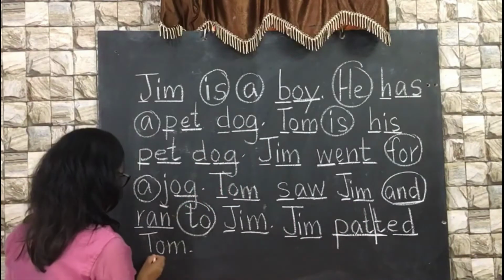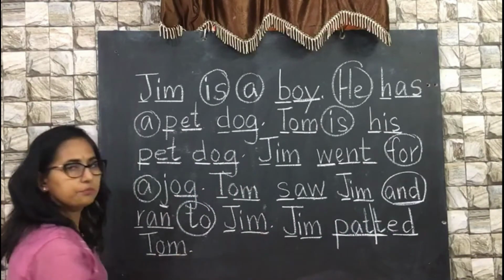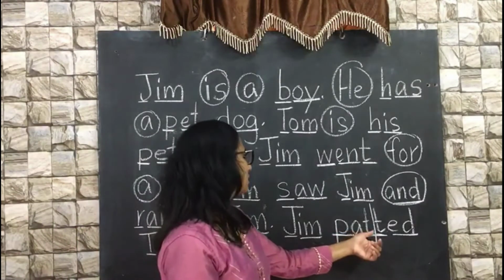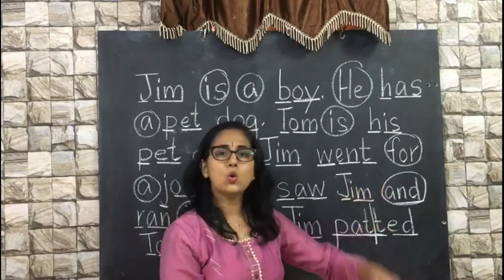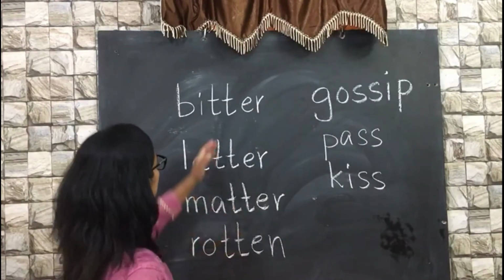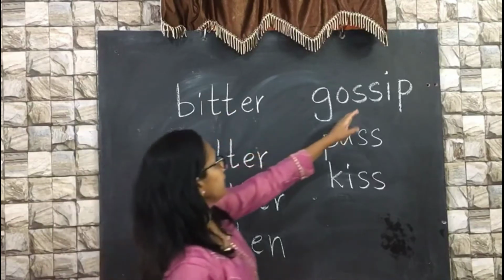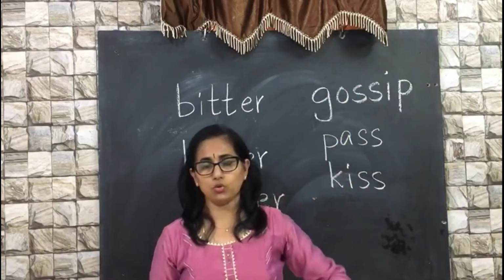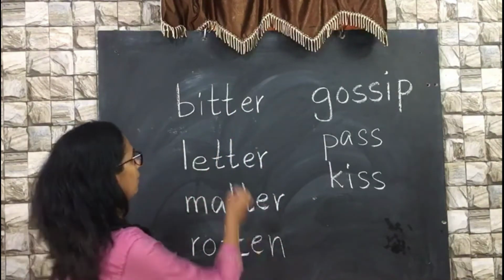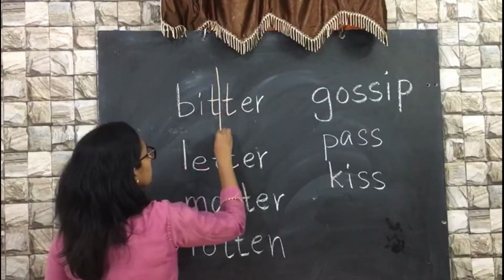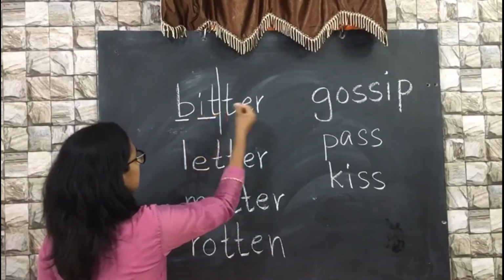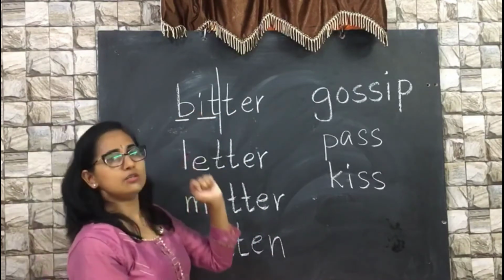And the last word is Tom. Now I'll show you how to make your child read double consonant, same double consonant words. Here we have some of the words using double t and double s. Now I'll show you how to make your child read these type of words. Now split it into two, make them divide like b separate and it. Now ask them to read together.